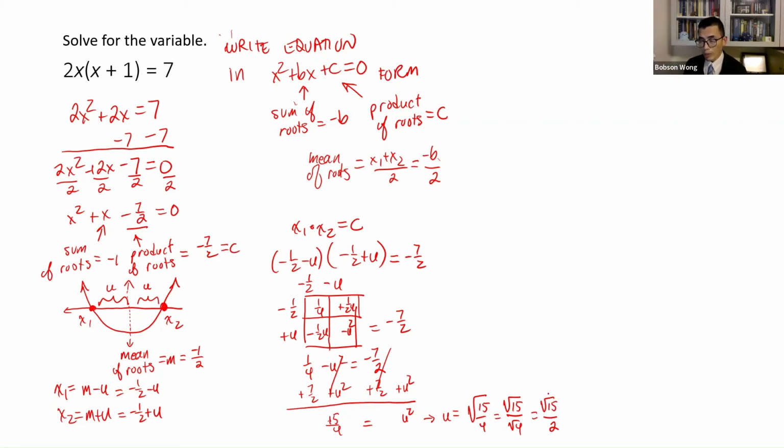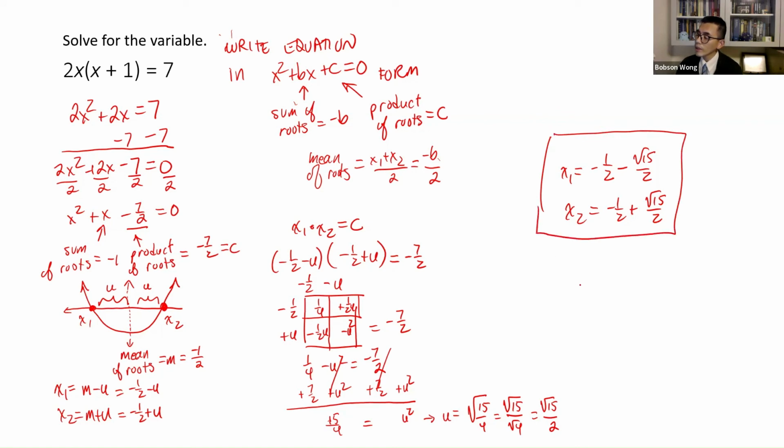And now we're almost done, because we said over here that x sub 1 is negative a half minus u. We just found u, and that's going to be minus square root of 15 over 2. And x sub 2 is going to be negative a half plus the square root of 15 over 2, because that's u. And so that, in fact, is our answer right here. We could also write this as negative 1/2 plus or minus square root of 15 over 2.